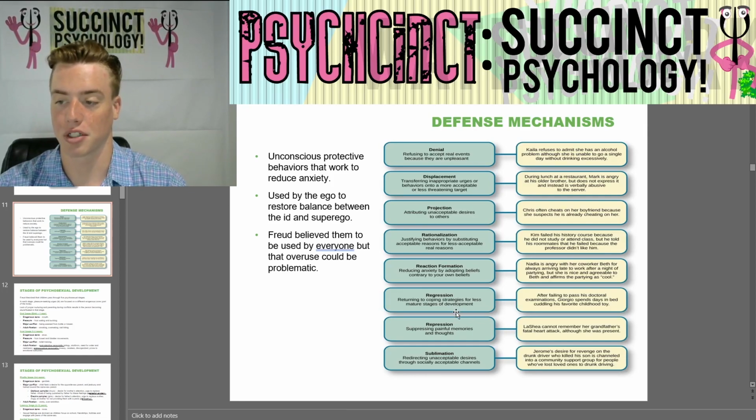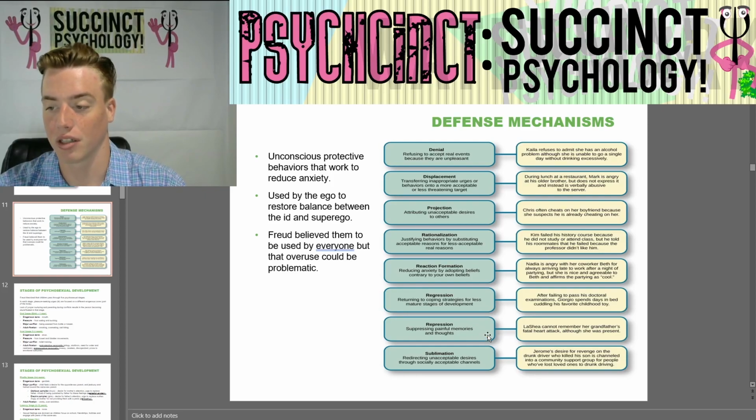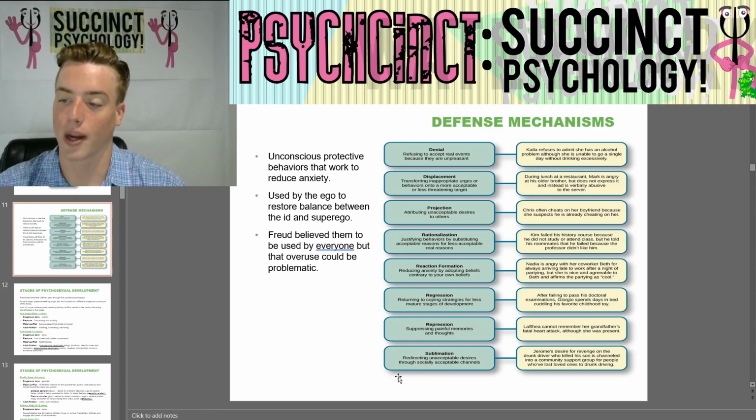Next we have regression, or returning to coping strategies for less mature stages of development. After failing to pass his doctoral examination, Giorgio spends days in bed cuddling his favorite childhood toy. He's regressing back to his childhood state. Then we have repression, or suppressing painful memories and thoughts. Lucia cannot remember her grandfather's fatal heart attack, although she was present. It's repressing. Then we have sublimation, or redirecting unacceptable desires through socially acceptable channels. For example, Jerome's desire for revenge on the drunk driver who killed his son is channeled into a community support group for people who have lost loved ones to drunk driving. So those are all those defense mechanisms.